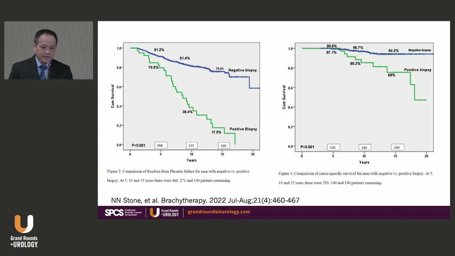On the left side, the figure shows the comparison of the freedom from PSA failure for men with a negative versus a positive biopsy. You can see there's a significant difference between these two. The plot on the right is the comparison of cancer-free survival for men with a negative versus a positive biopsy. You can see these two groups are separated.